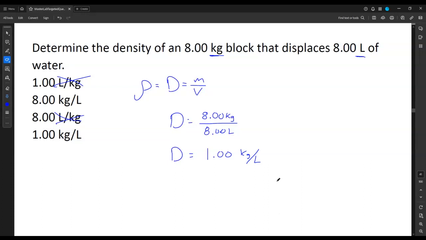Now, this would be the density of water. So in this case, if we put an 8 kilogram block in 8 liters of water, then if it has a volume of 8 liters, this is something that we could take and move around. It would suspend in water.